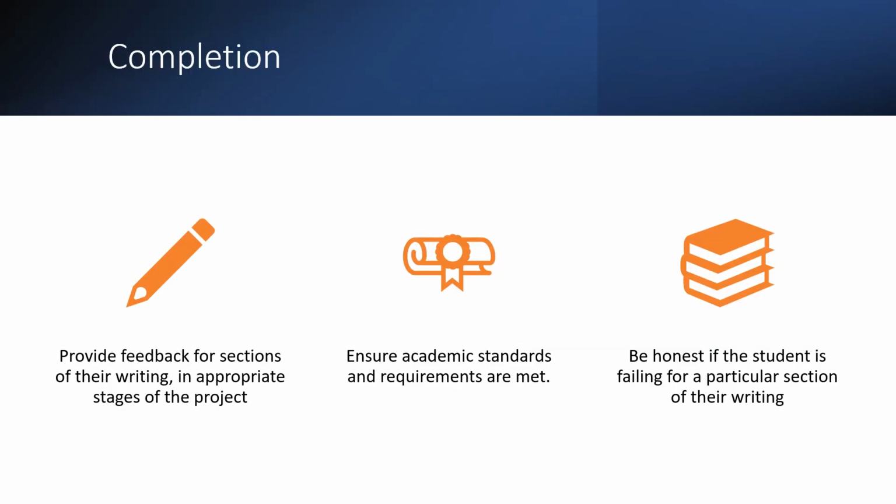The third stage is completion, where you need to prepare your student for the final stages of their project. This includes providing feedback on improving their writing for each of the sections. That's the introduction, methods, results, and discussion sections. You should also ensure that the student's writing meets the academic standards and requirements of the program or module. For example, you should point out to students if they're having issues with spelling, grammar, formatting, referencing, and plagiarism errors. You can provide some advice on these issues or refer them on to appropriate services within the university if those are available.